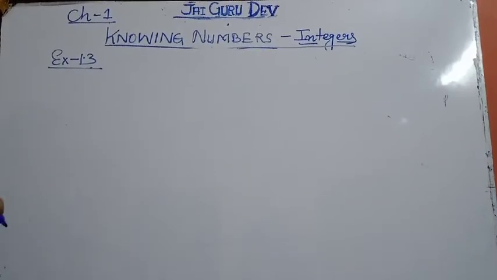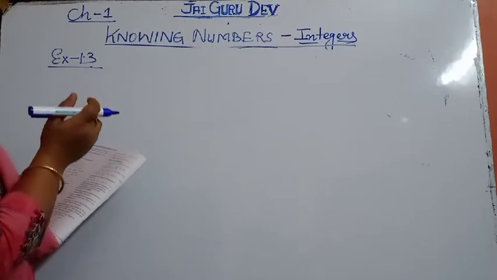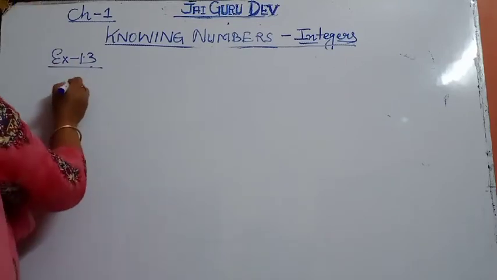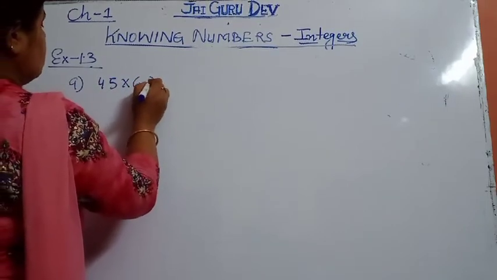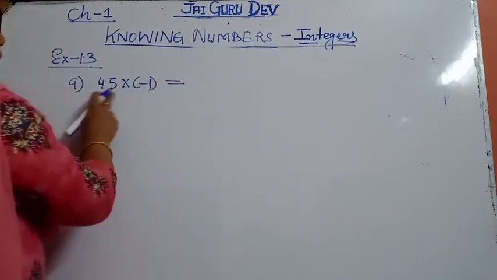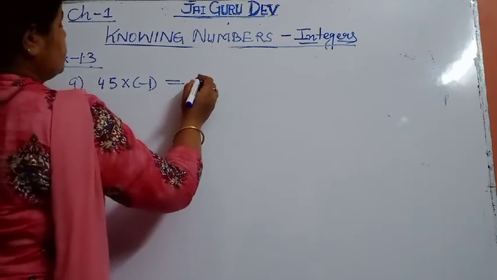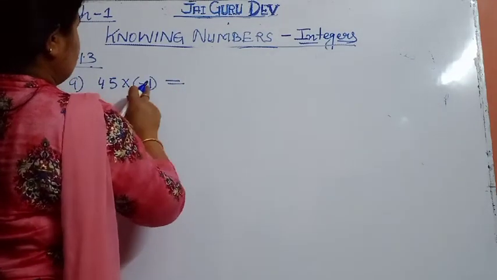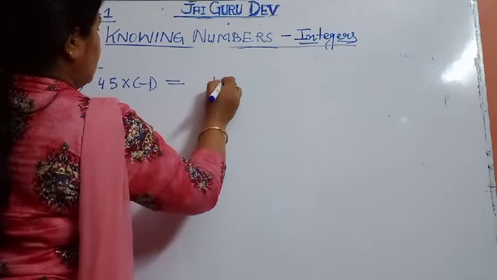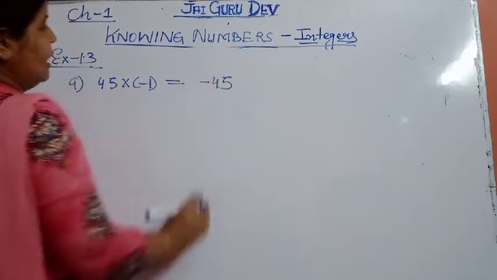Now see exercise 1.3, question number 1, find the following product. First part is 45 into minus 1. We have just learned the rule that if we multiply any integer with 1, the answer will be the integer itself. 45 into 1 is 45, and because it is multiplied with minus 1, minus 45 will come.